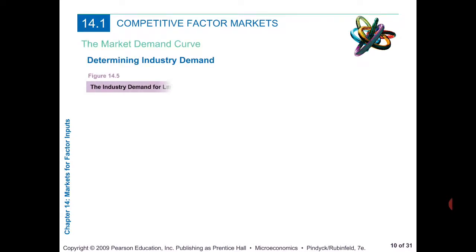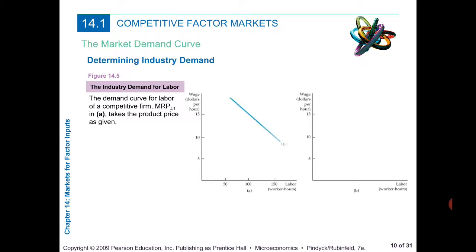Okay, the next section is on the market demand curve. If there is only one producer of output, then it's easy. The MRP for the firm is the same as the MRP for the industry, or in other words, the demand for the factor for the firm is the same as for the industry. Okay, but let's look at the case where there are many producers and they are all in a perfectly competitive market. So what happens? Let's take A.